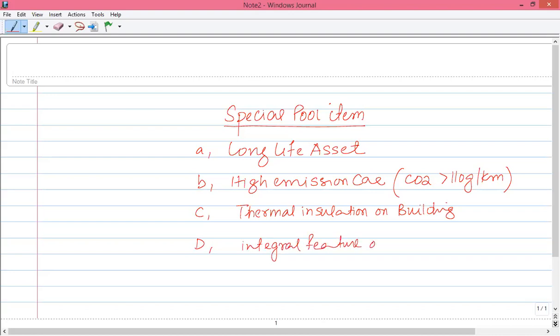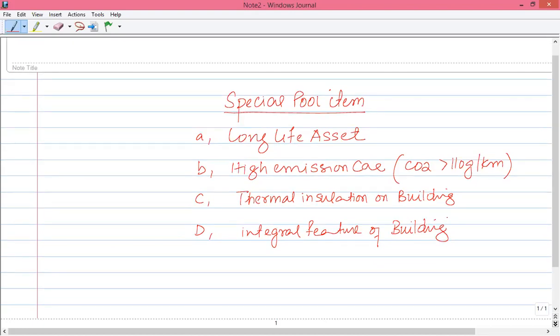As we know, land and buildings are not considered plant and machinery for the purpose of capital allowance calculation. But if any item is purchased which is an integral feature of a building, such as, for example, a heating system, it might be a cooling system, lifts, escalators, etc., if these are considered an integral feature of a building, then any item relating to an integral feature of a building will be part of a special pool item.